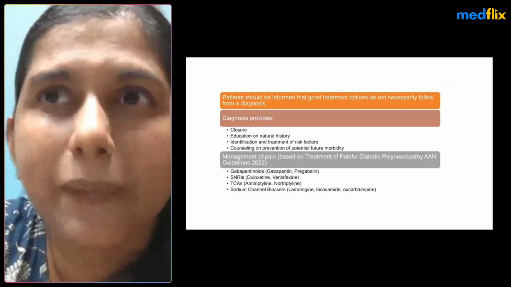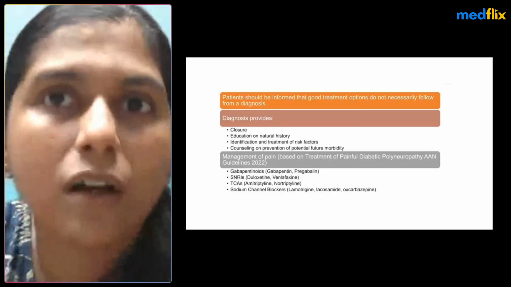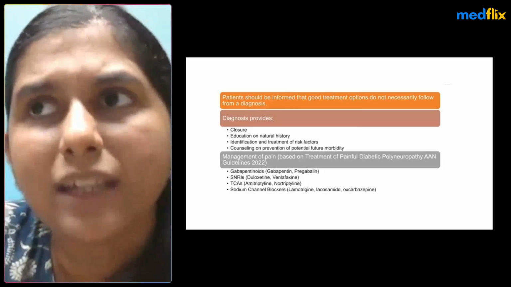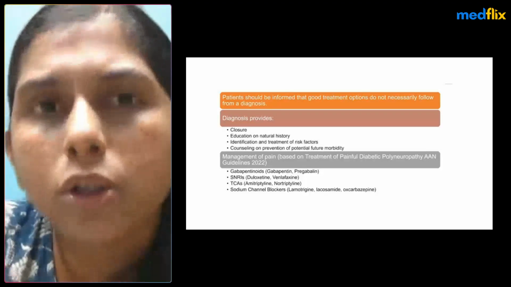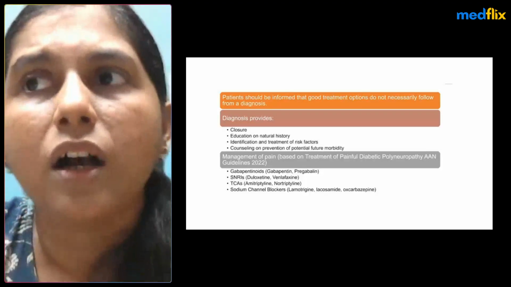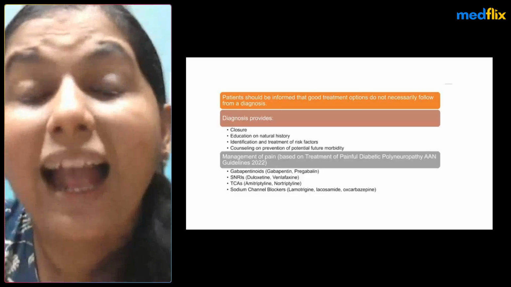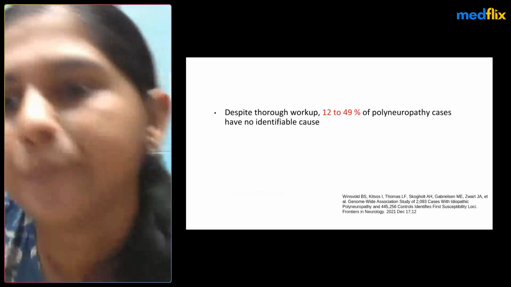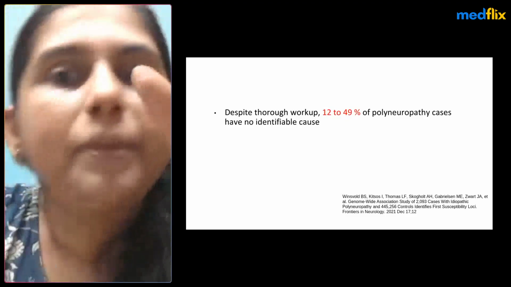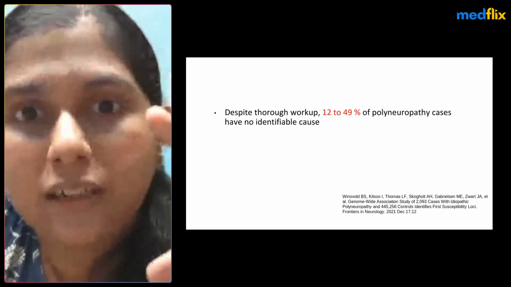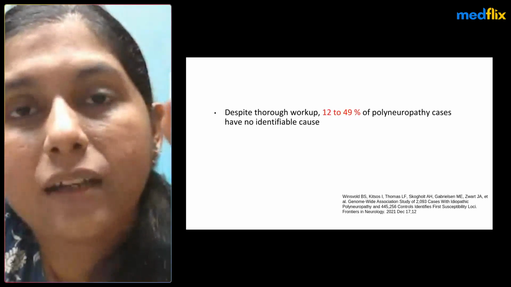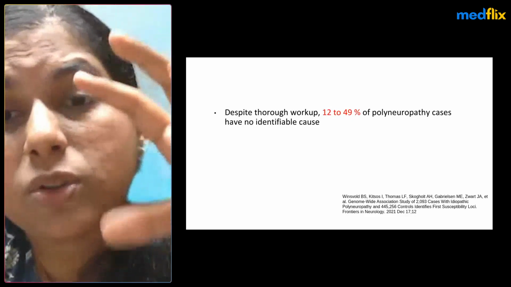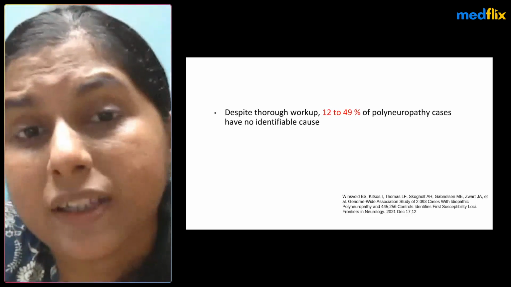So especially when we are suggesting invasive diagnostic modalities, what we need to make sure about is that we are not missing an ongoing systemic process that is causing progressive neuronal damage, and which, if detected early, the treatment can make a huge change, like a paraneoplastic manifestation. And what we need to remember is something that I spoke about at the beginning of this talk, that despite all the workup, and this was a very recent study, 12 to 49% of patients with polyneuropathy can have no identified cause.